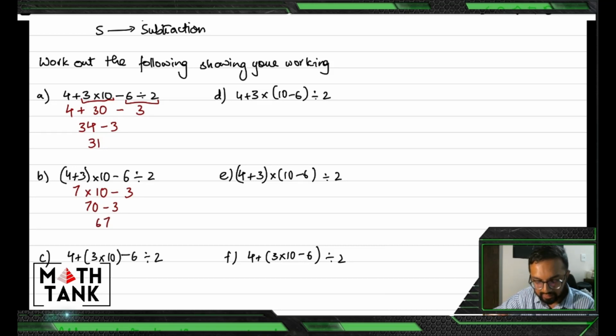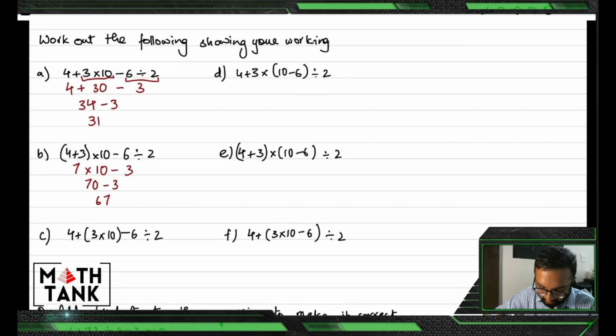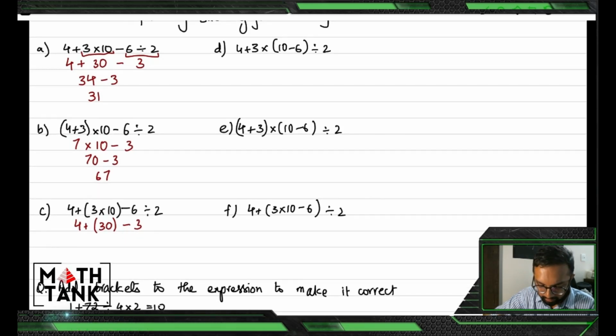this becomes 67. Moving on to part C, I again see a bracket, so I'm going to write 30 inside the bracket. 6 divided by 2 is also 3. Bracket, division. Now I'm going to see if there is any other multiplication. Now you see that multiplication was there, 3 into 10, but it was inside the brackets. I followed the rule of simplifying the bracket first. So that becomes 34 minus 3, and that becomes 31.